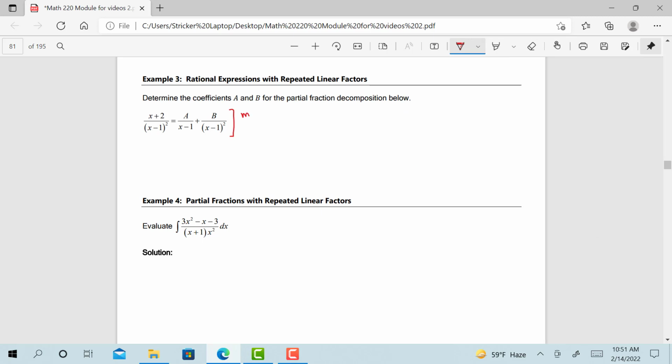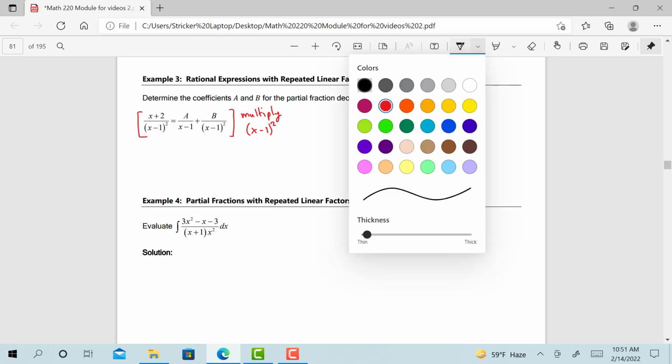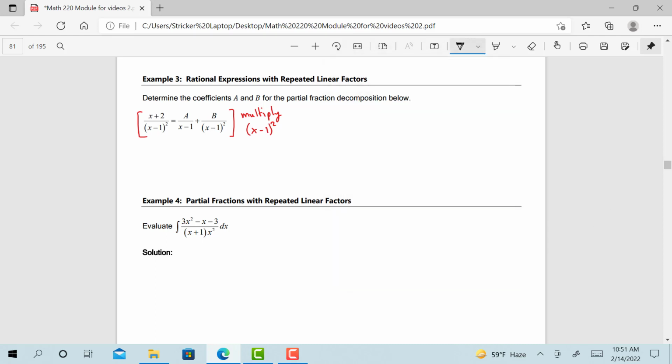So we still want to multiply by the least common denominator, which in this case is going to be x minus 1 squared. And so when you do that, the left-hand side just becomes x plus 2. And on the right-hand side, we're going to have A times x minus 1 plus B. And then we want to go ahead and figure out what A and B are.